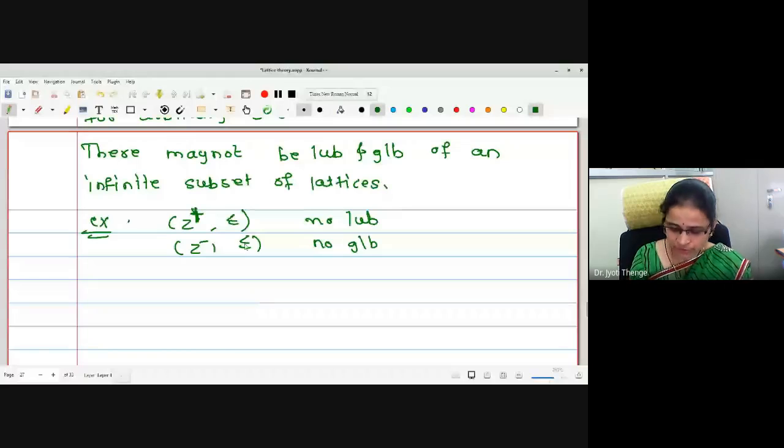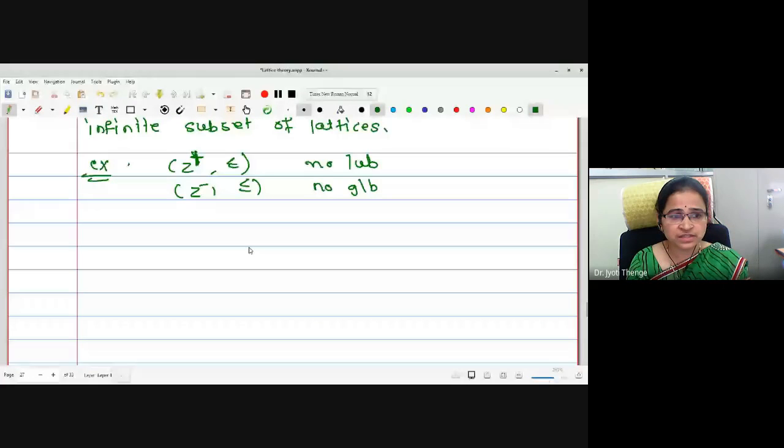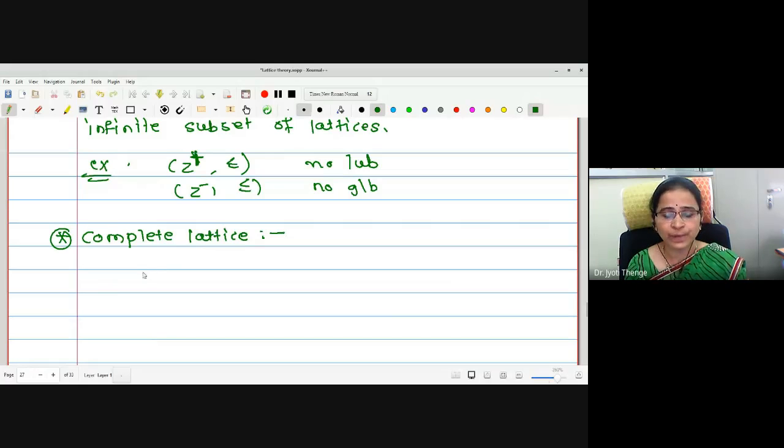Therefore, if this point is understood, let us define the first special lattice called a complete lattice. The definition is quite easy. It says that a lattice is called complete if each of its non-empty subsets has LUB and GLB.